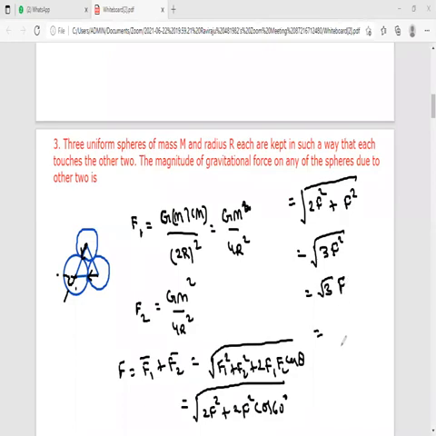But the F value we already know here, no? That is root 3 into G m square by 4r square. Each force value is G m square by 4r square only, no? So finally, the answer here for the resultant force F is root 3 G m square by 4r square.